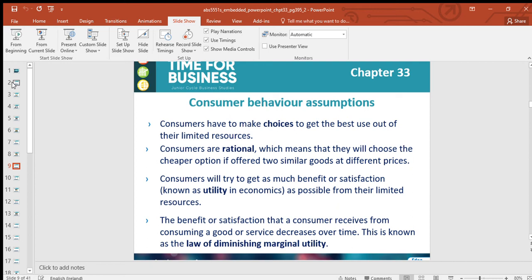This is something I'm just kind of building up to. We'll be looking at this in more detail as time goes on. The benefit or satisfaction that a consumer receives from consuming a good or service decreases over time. This is known as the law of diminishing marginal utility.